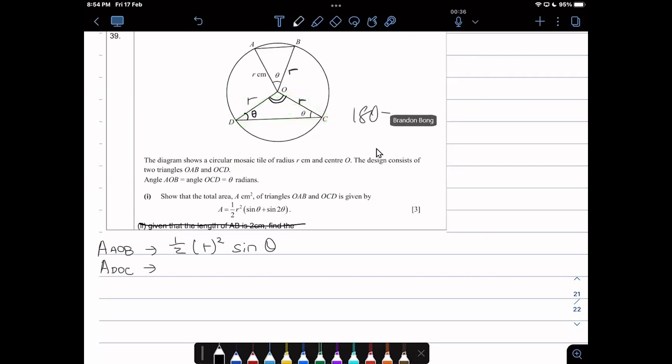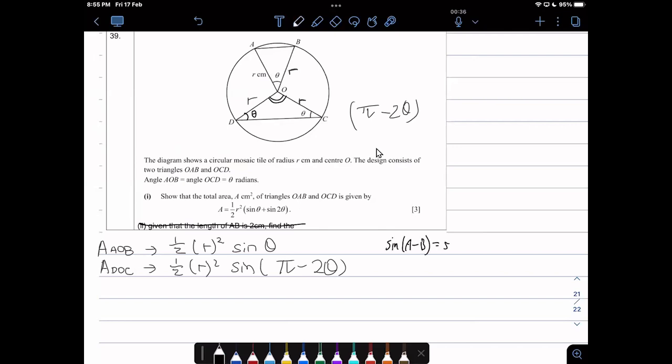180 minus 2 theta. But we are in radians, so don't use 180, use 2 pi minus 2 theta. No, 2 pi is 360. Wait, I mean pi minus 2 theta. Yes, correct. Pi minus 2 theta. Okay, so therefore it's half r square sine of pi minus 2 theta. So that's when you have to remember sine A minus B.